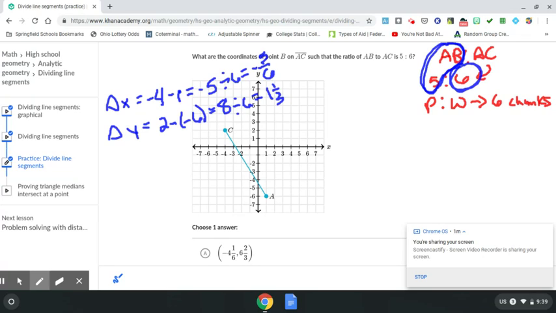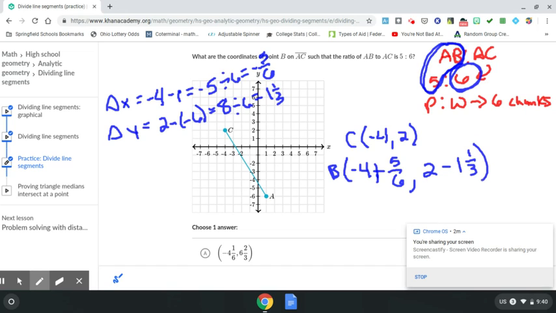So rather than going from A to B, I'm going to go from C backwards. So if I'm sitting at C, C is at -4, 2. Rather than going left 5/6 and up 1 1/3 5 different times, I'm just going to go the exact opposite direction, which means to find B, I start at -4, and instead of going left 5/6, I need to go right 5/6, and instead of going up 1 1/3, I need to go down 1 1/3. I'm going the opposite direction.